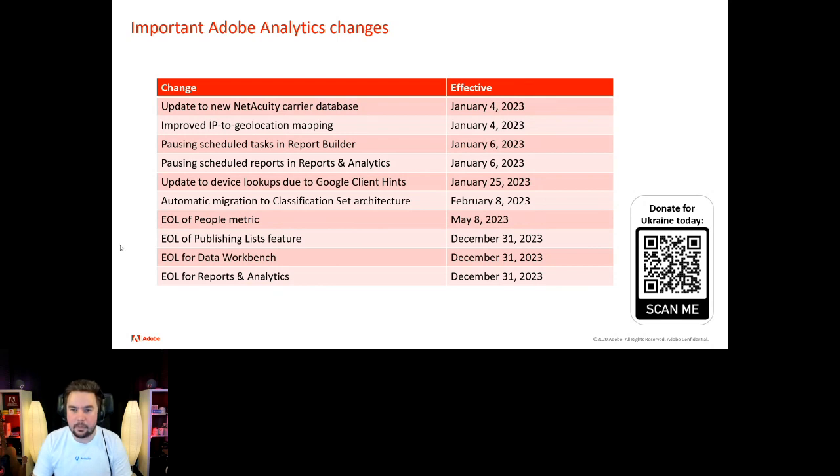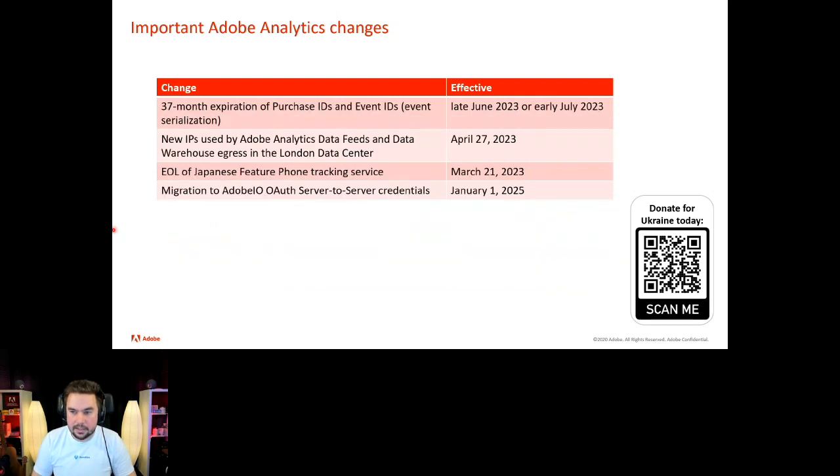So we have some new important Adobe Analytics changes. Something that we can now read in the release notes is that we are going to face a 37-month expiration of purchase IDs and event IDs. How that works right now is, if you set a purchase ID with your purchase event, Adobe Analytics is going to remember that ID forever. They're never going to delete it. And if you ever send it again, it's not going to accept that order. It's not going to track it as a purchase because it's already seen that purchase ID.